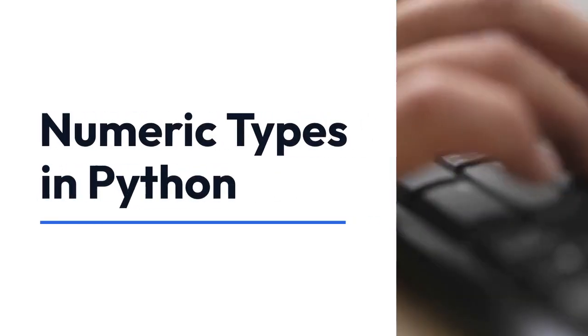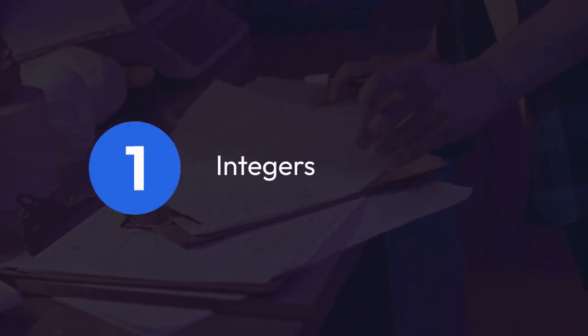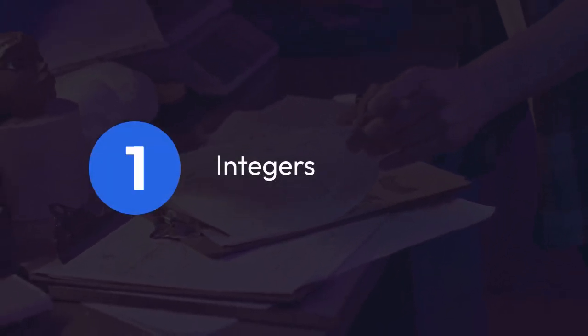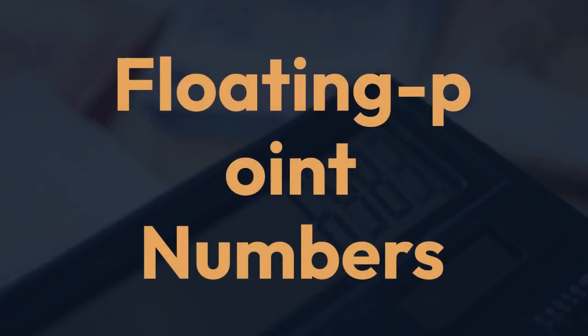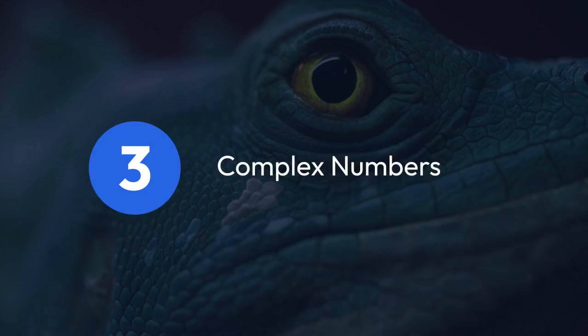Python offers numeric types to store numbers. Integers hold whole numbers, like 10 or -5. Floating point numbers store decimals, such as 10.5. Complex numbers, like 2 plus 3j, have real and imaginary parts.